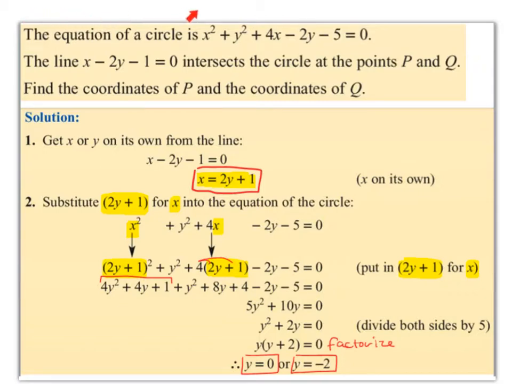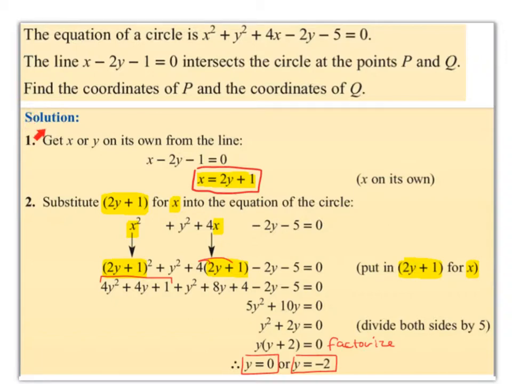The equation of a circle is x squared plus y squared plus 4x minus 2y minus 5 is equal to 0. The line x minus 2y minus 1 is equal to 0 intersects the circle at the points P and Q. Find the coordinates of P and the coordinates of Q.